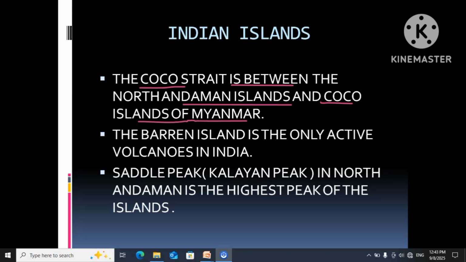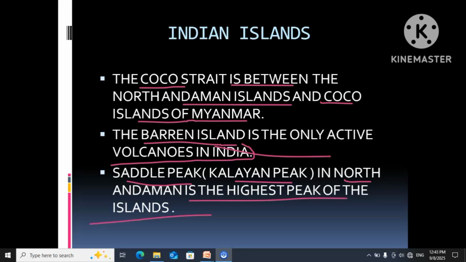The Barren Island is the only active volcano in India, where volcanic eruptions are mainly seen nowadays. The name of the island is Barren Island, where various types of active volcanoes are seen. Saddle Peak, locally known as Kalyan Peak, in North Andaman, is the highest peak of the Andaman Islands. So which is the highest peak of the Andaman Islands? That is Saddle Peak, present in North Andaman. Remember this.